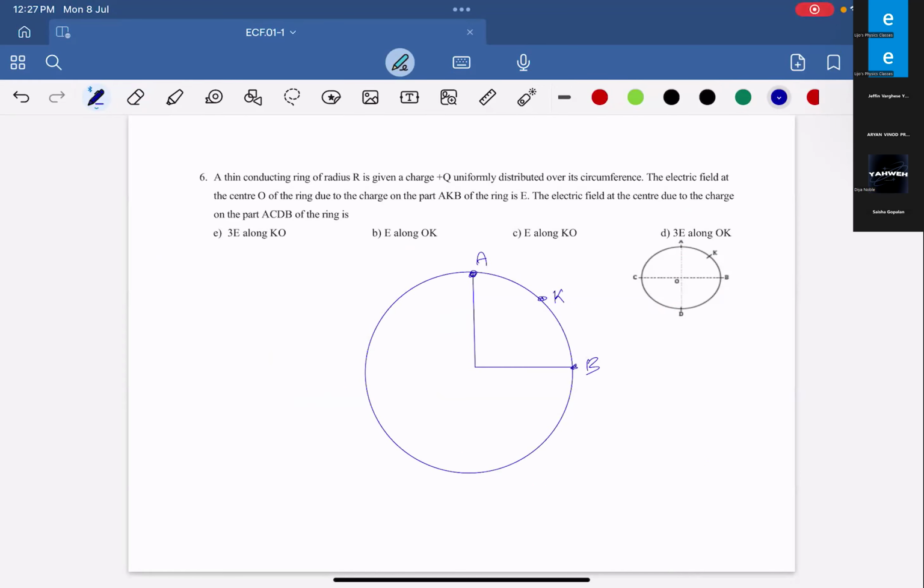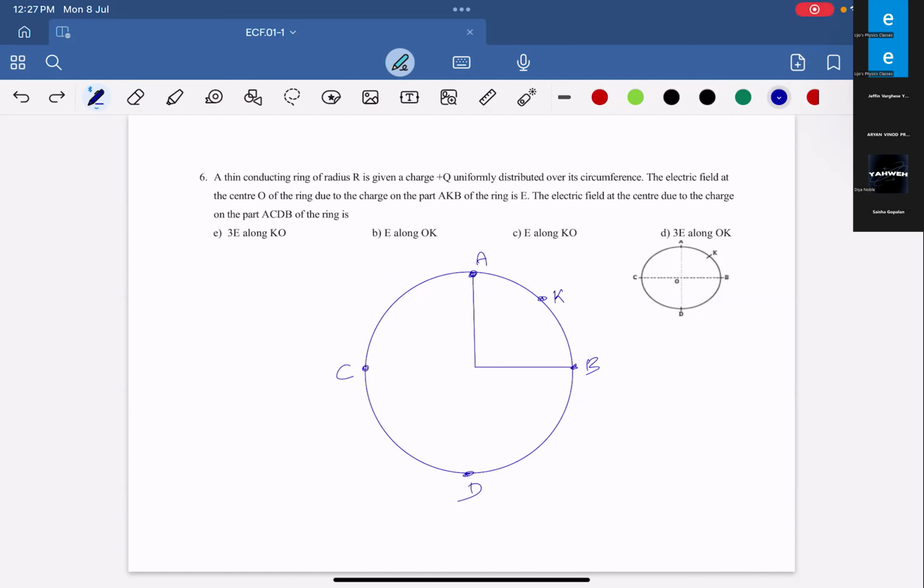The other arc is called what? ACDB. The smaller arc is AKB, and the bigger arc is ACDB. So there are two arcs. Hope you understood until that part.